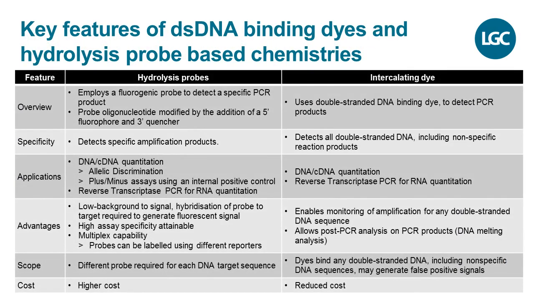Double-stranded DNA-binding dye and hydrolysis probe-based chemistries share a number of key features, as well as possessing those that are specific to the chemistry. The key difference between the chemistries is that hydrolysis probes can be used to detect specific amplification products, whereas double-stranded DNA binding dyes detect all of the double-stranded DNA molecules present, which can include primer dimers as well as non-specific PCR products. Both chemistries can be employed to detect as well as quantify specific DNA targets. However, hydrolysis probes are more specific and offer a straightforward way to multiplex assays.